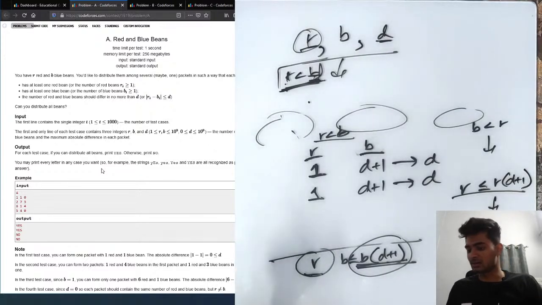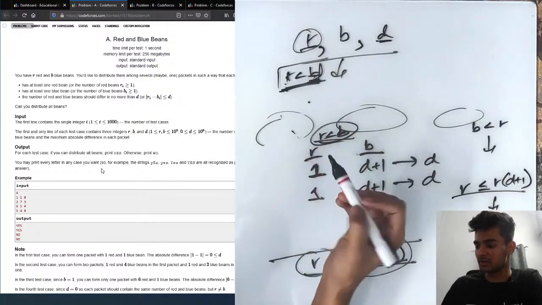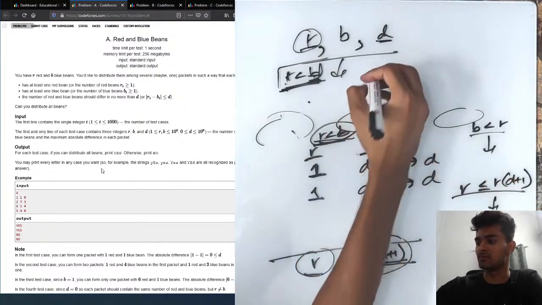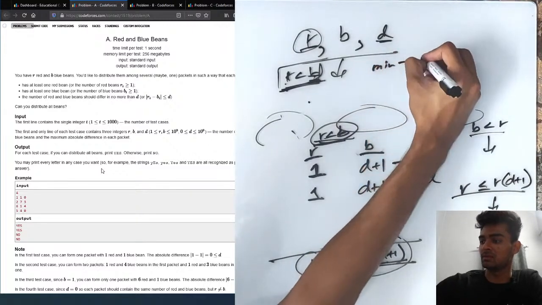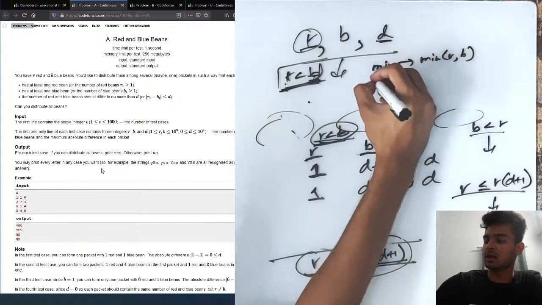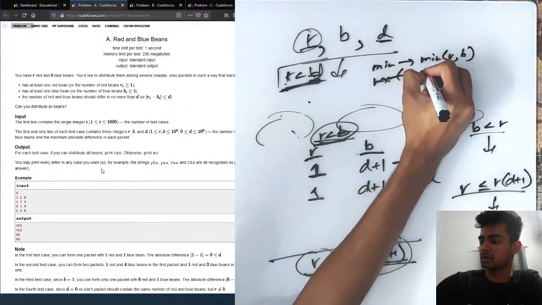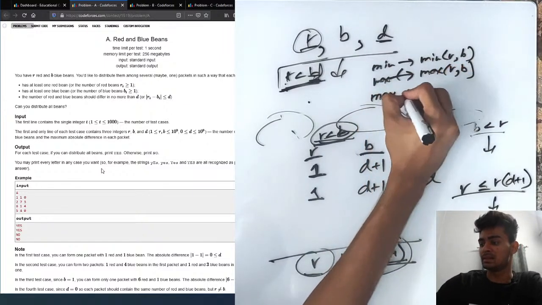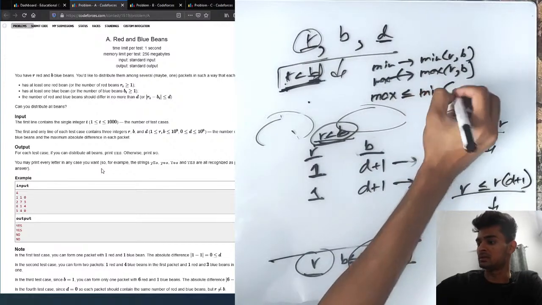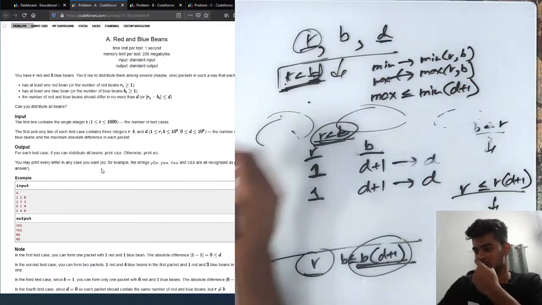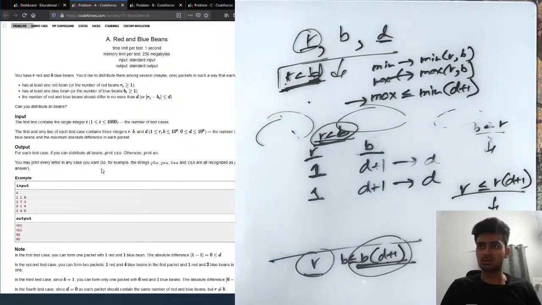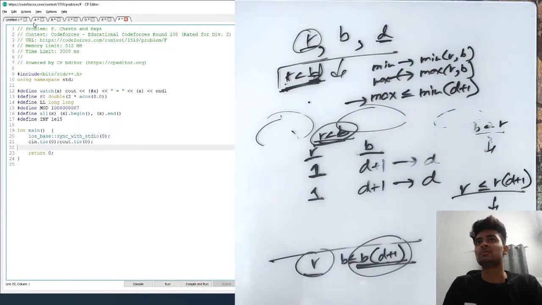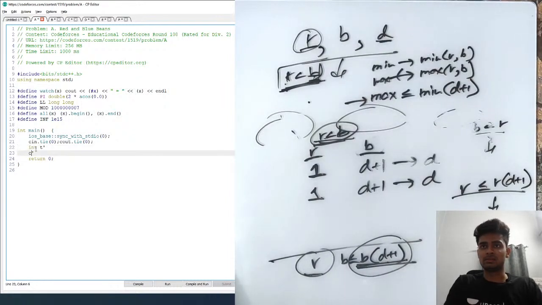Okay. Now we don't really need to care about whether R is less than B or B is less than R. We can just have a minimum value, which will be the minimum of R and B, and a maximum value, which will be the maximum of R and B, and then we just check if the maximum is less than or equal to the minimum times D plus 1. That's all you have to do. So let's code this up very fast. Okay, let's have an editor here. In the first problem, the inputs are: we have t number of test cases.